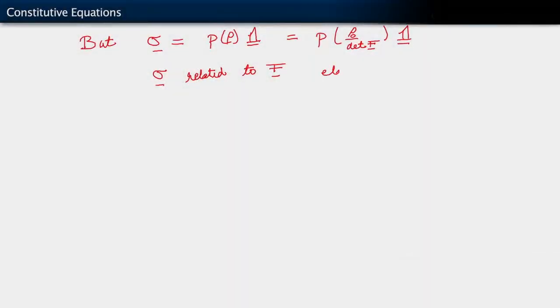Okay? So this is an elastic fluid. Okay? Turns out that if you treat polymer melts, all right, they often need to be treated as elastic fluids.